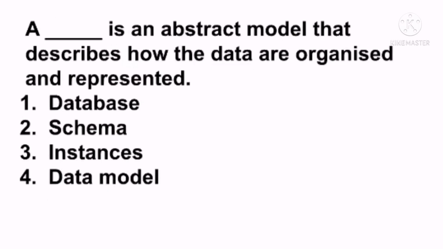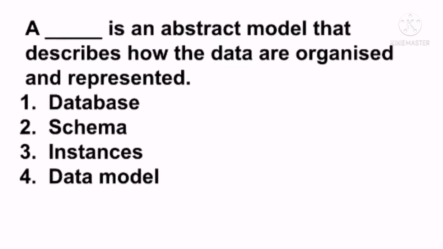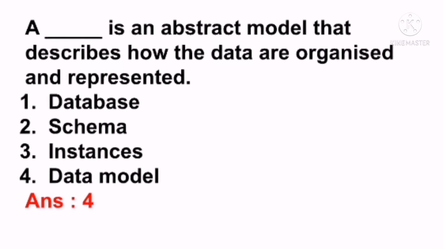Okay, next, a dash is an abstract model that describes how the data are organized and represented. Options are first one database, second one schema, third one instances, fourth one data model. Correct option is data model. So data model is an abstract model that describes how data is organized and represented.